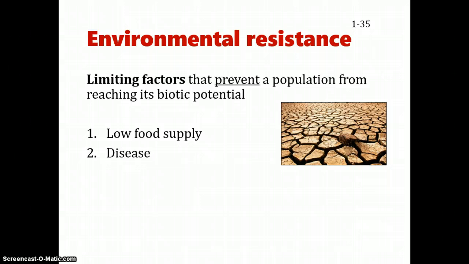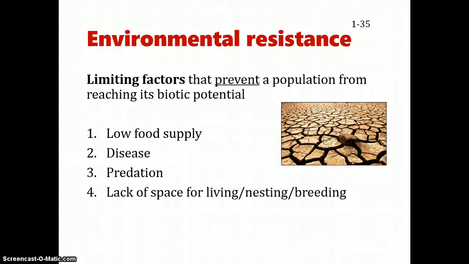Another one is disease. So especially when you have many organisms in an area, disease spreads a lot faster. If there's a lot of disease around, you're probably either not going to be able to reproduce or be too weak to reproduce. If predation is very high, more than likely you won't be reproducing because you'll be using so much energy just to hide from the predators.